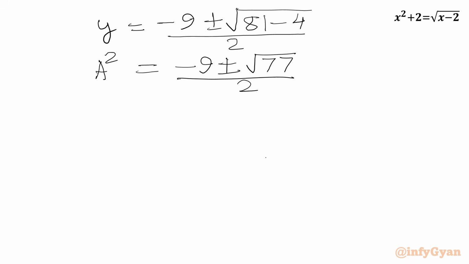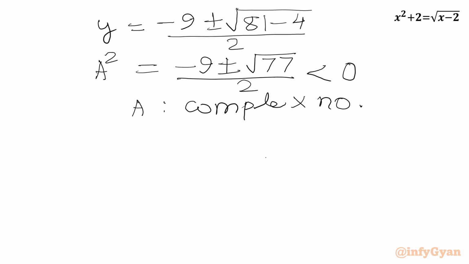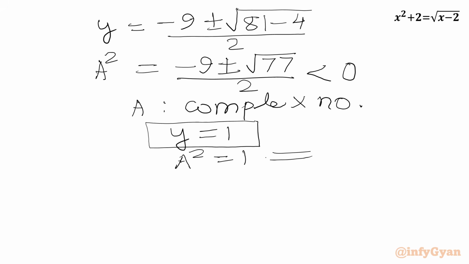Now you can see our RHS is minus 9 plus square root 77 or minus 9 minus square root 77. Both values are negative, so we are going to get a complex valued number, which is not true. So we can reject our quadratic equation. So the accepted y would be y equal to 1, which is our base solution. In place of y, we can write a square equal to 1. So from here we will be getting a equal to plus 1, a equal to minus 1.